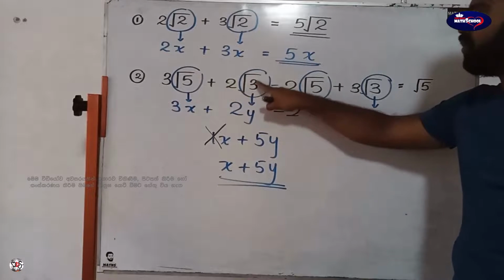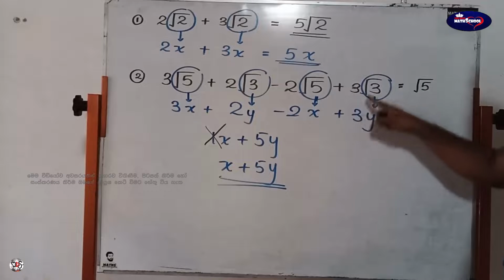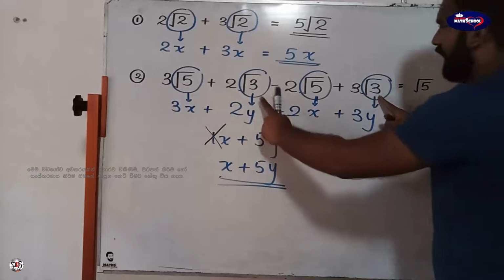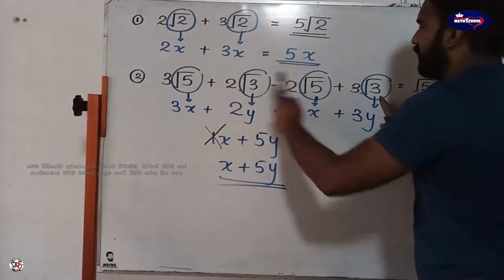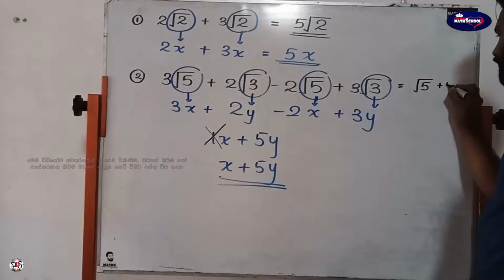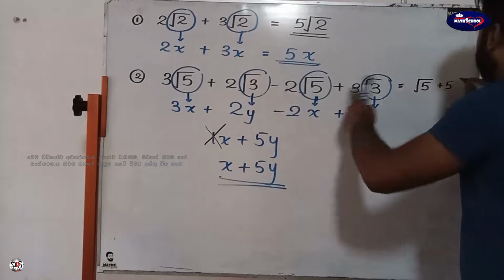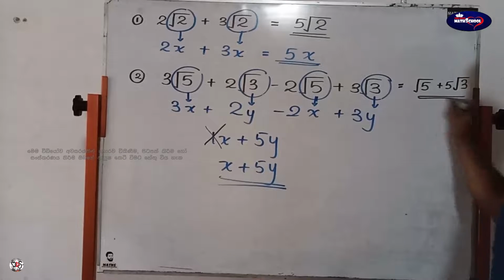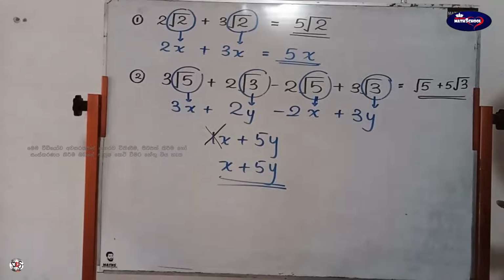Here you had 2 into square root of 3, and 3 into square root of 3. Same thing, like terms. So 2 and 3, add them. It will be 5, so plus 5 square root of 3. Both these things were square root of 3, so you can write out the answer like this. Same thing you got, right?